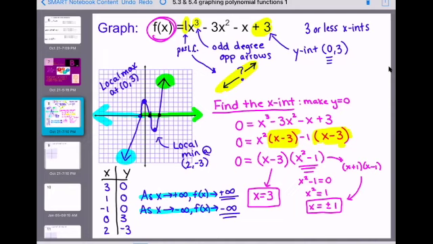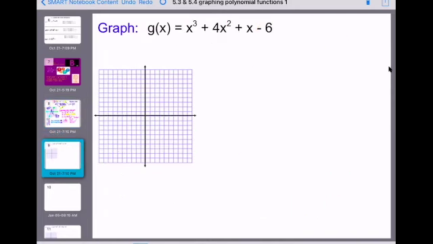All right, let's try one more, and then we're done. Everyone good? Super excited about this? Well, you're going to be even more excited when you start this problem. You'll see why in a second. Go ahead and start it.